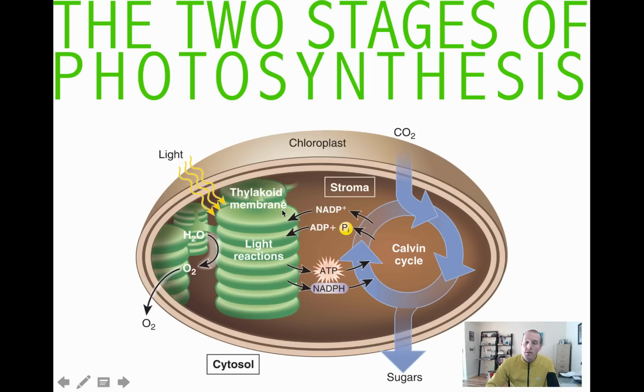Light reactions occur at the thylakoid membranes. They collect light energy. They use water, they oxidize water like we just talked about, and they use those processes to make ATP and NADPH. We'll talk about NADPH in a little bit. The Calvin cycle in the stroma is going to take carbon dioxide from the atmosphere and reduce it with electrons from NADPH. It's going to use energy from ATP and make sugars.